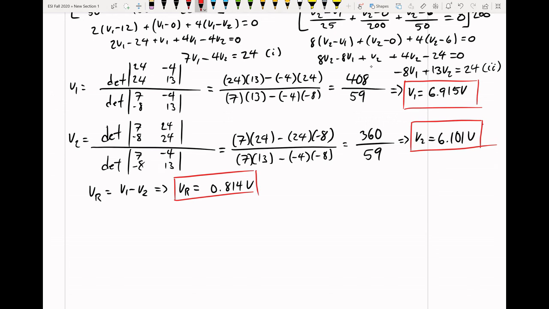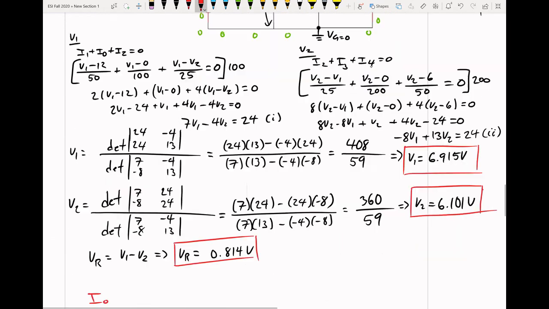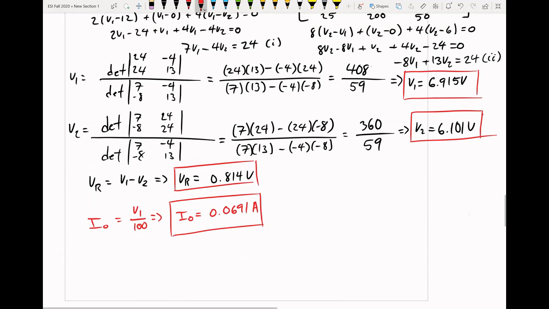And then if we go and do I of O, just going down, it will just be V of 1 divided by 100. So therefore, I of O is going to be equal to 0.0691 amps. All right, and that'll do it for this problem.